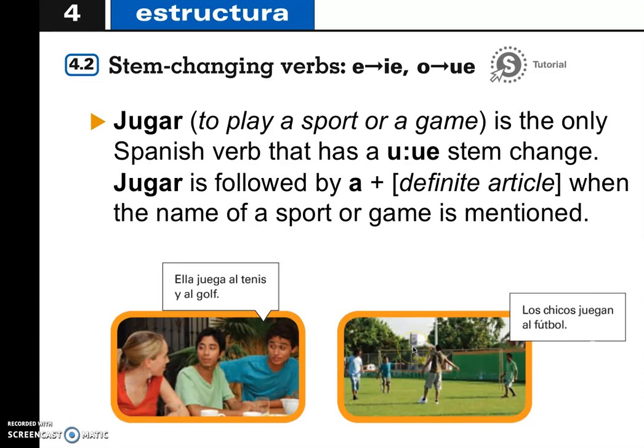So jugar is also considered a stem change. It's the only verb, a very strange one, that has a U to UE stem change. It's also followed by an A when the name of the sport or game is mentioned, right? So you say, ella juega al tenis y al golf. Los chicos juegan al fútbol. So that one is just like it says here, it's the only verb that has that pattern. It's a weird one, but because it's the only one, it's actually pretty easy to remember. But just like all the other ones, in the nosotros form you do not do the stem change. So if you want to say we play, it would just be jugamos, right? You wouldn't say juegamos. No stem change there.